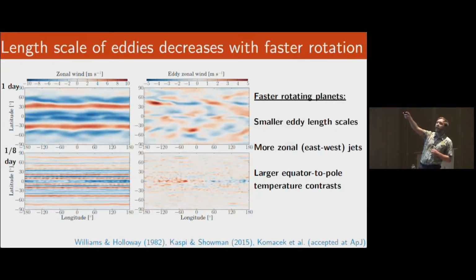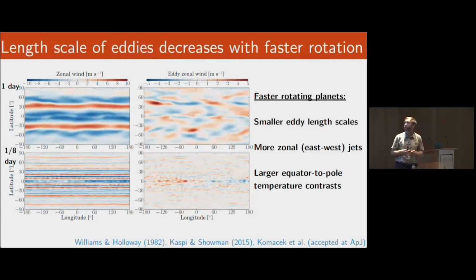see large-scale eddies that are driven by instabilities near the jet, and you can also see large-scale eddies in the tropical regions as well. And for the faster rotating case, you can see that we no longer just have two eastward jets, one in each hemisphere. We now have many, many eastward jets. And additionally, you can see that the length scale of eddies decrease with increasing rotation rate.